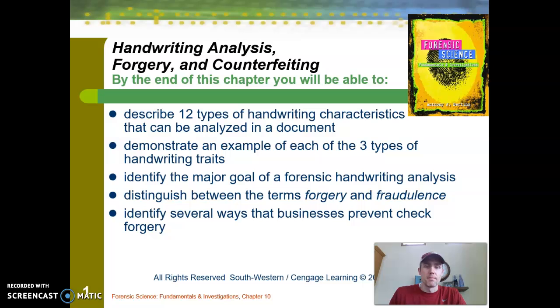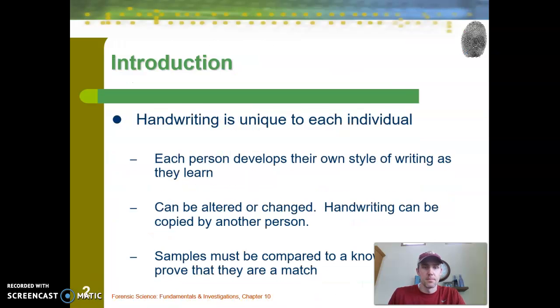So, handwriting. It's unique to individuals, just like fingerprints. They each have their own style. Each person develops this as they learn to write. This can be altered or changed through time. You may start handwriting in one way and then change over time as you grow or change. Samples must be compared to known samples so that we can prove they are matched, much like our fingerprint unit. We must match them to a known document.